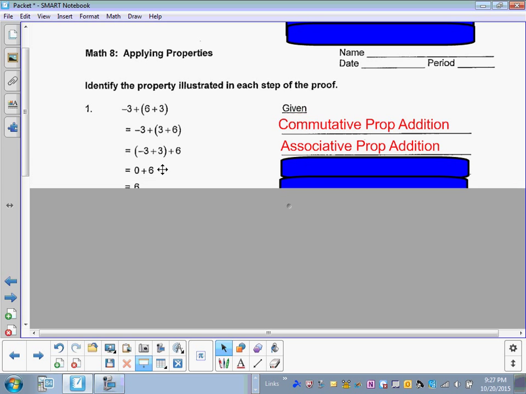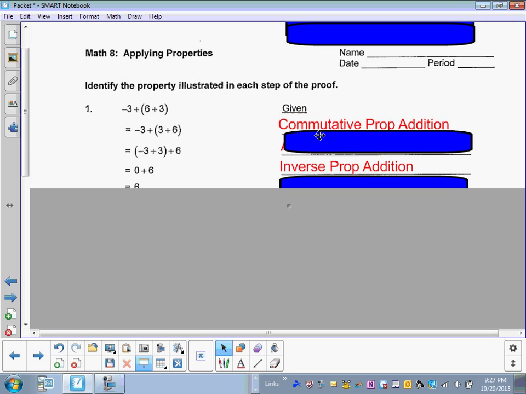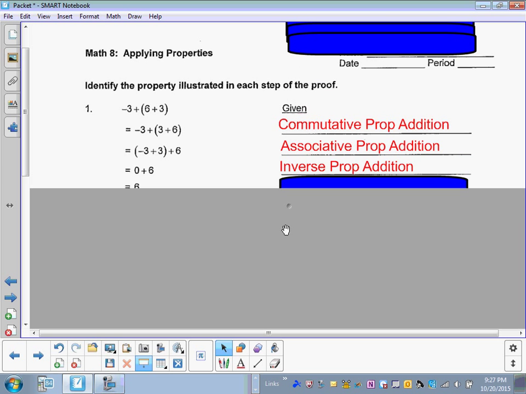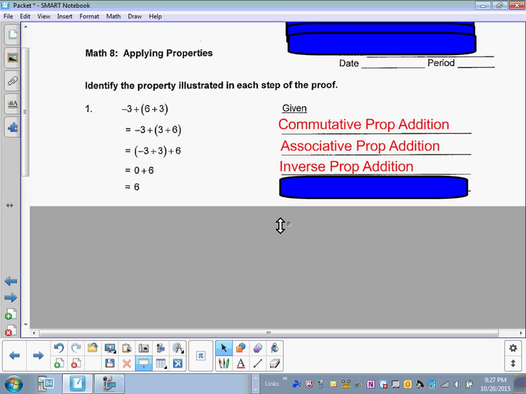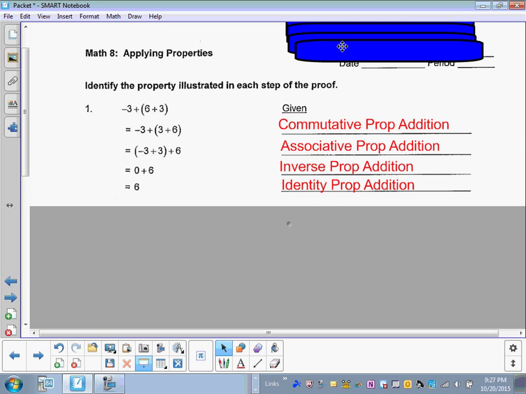Okay, the next step, we took negative 3 plus 3 and wrote 0. So we have the negative 3 and the opposite, which is 3. So that's an example of the inverse property of addition. And in the final step, we have 0 plus 6 and got 6. That's an example of the identity property of addition.